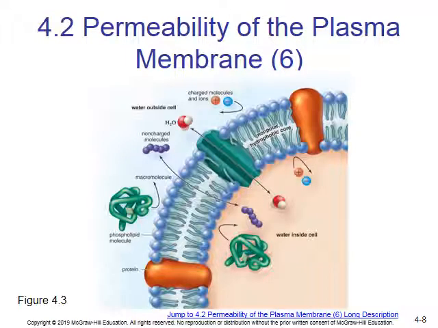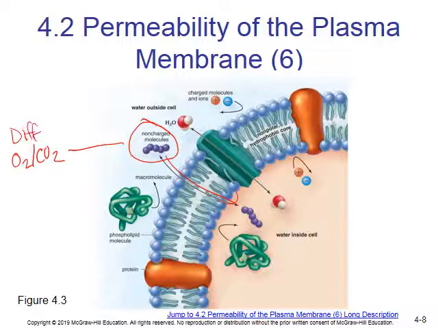I love this image here. It kind of puts everything in picture form, all the stuff that we're getting ready to talk about. So here is non-charged. You can see the non-charged moves freely across the membrane. For this non-charged example, think of oxygen, carbon dioxide.